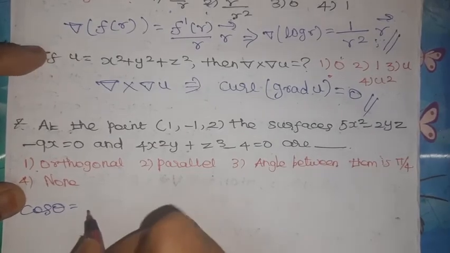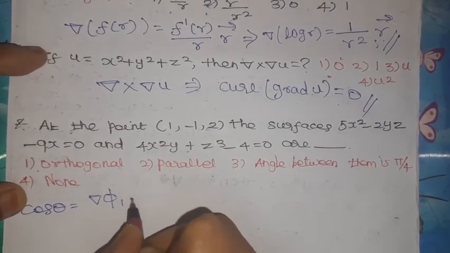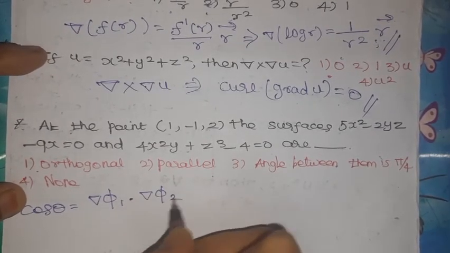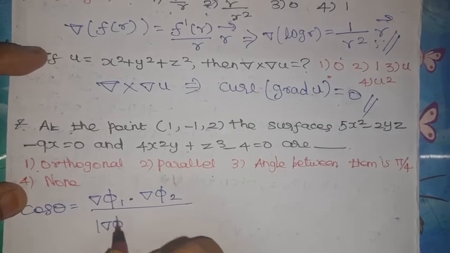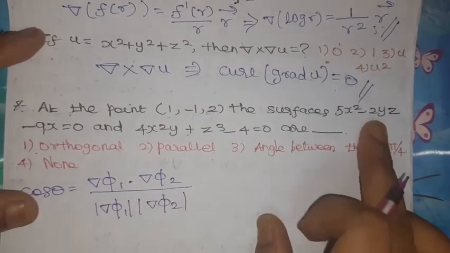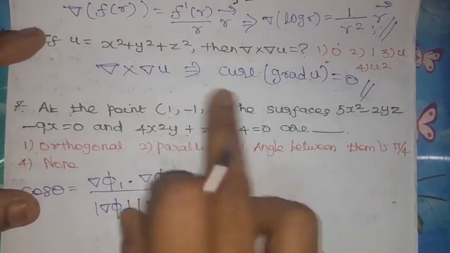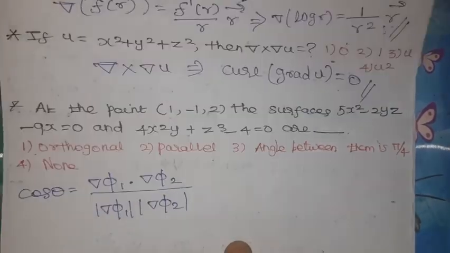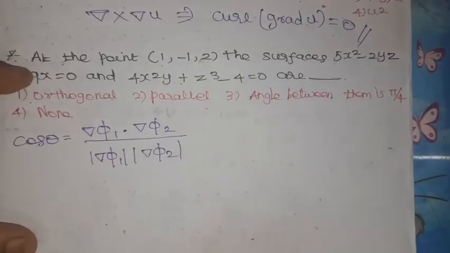From the cos theta value, we know theta. First we will know the cos theta formula: del phi 1 dot del phi 2 divided by mod del phi 1 mod del phi 2. So take this as phi 1, this is phi 2, and then find del phi 1 and del phi 2 at the given point, then substitute in the formula.